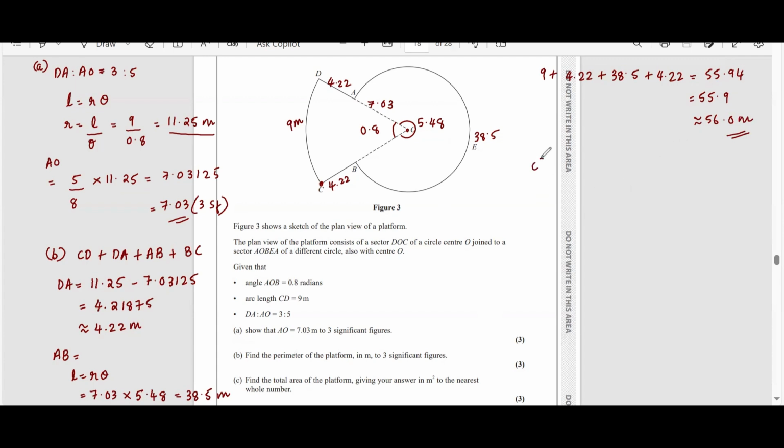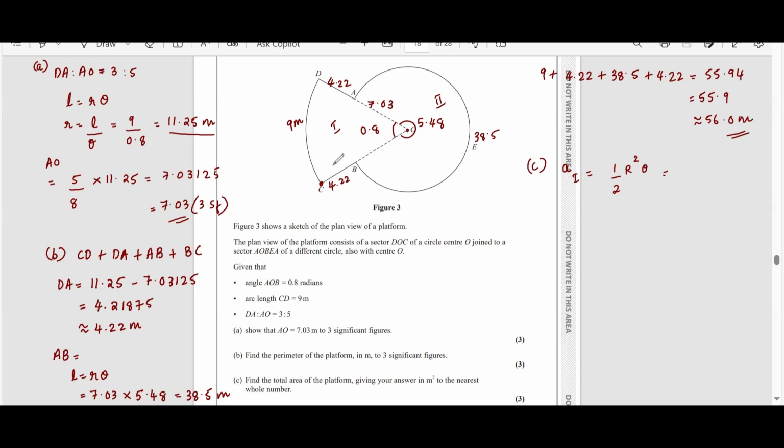Now the last part, that is C, find the area of the platform, giving your answer in meters square to the nearest whole number. It's easy. First, we find the area of this sector. Then you find the area of the next sector, this first sector, and this is the second sector. Find the areas and then add them both. So let's first find the area of the first sector.